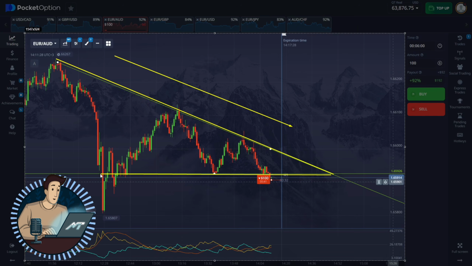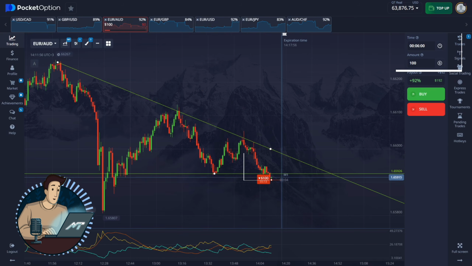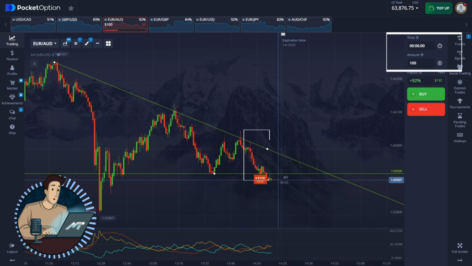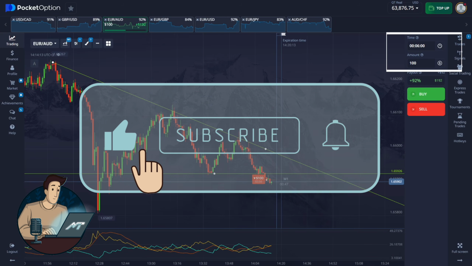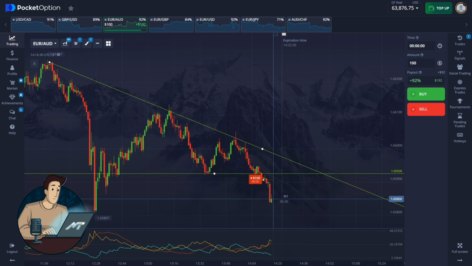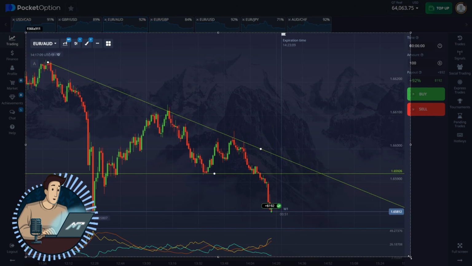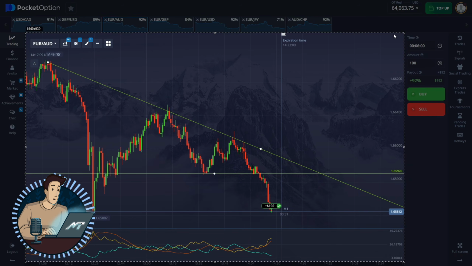Based on the price pause at this level, I expected it to drop to the next support level. A quick estimate showed the distance of 6 candles matched the time it would take to reach that level, about 6 minutes. And the result, a winning trade. Now, onto the second one.